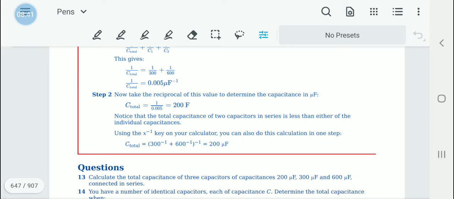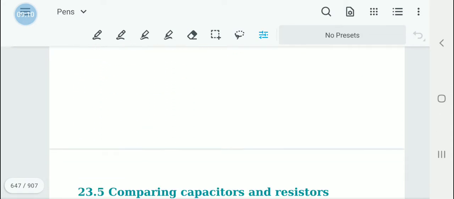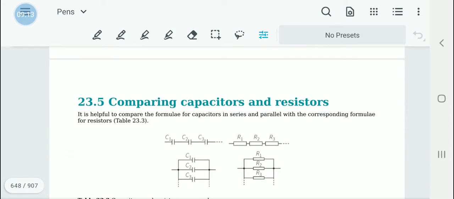So then you can use the x minus 1 key on the calculator and do this calculation in one step. C total is equal to 300 to the power negative 1 plus 600 to the power minus 1, all to the power minus 1, which would give us 200 microfarads. If you feel that it is easy for you, you can choose that method. However, you should show these details if they ask for it. So I would suggest that you do question number 13 and 14.